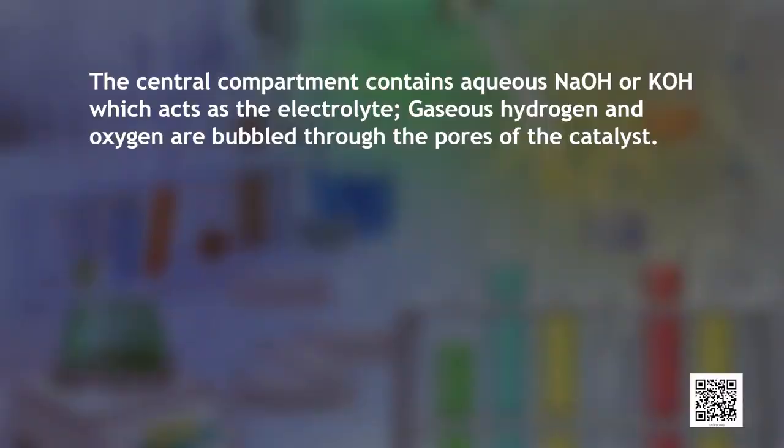The cell consists of 3 compartments separated by electrodes which are made up of porous carbon. Catalysts like platinum or palladium are incorporated in the pores of electrodes in order to accelerate the chemical reactions that are taking place. The central compartment contains aqueous sodium hydroxide or potassium hydroxide, which acts as the electrolyte. Gaseous hydrogen and oxygen are bubbled through the pores of the catalyst.